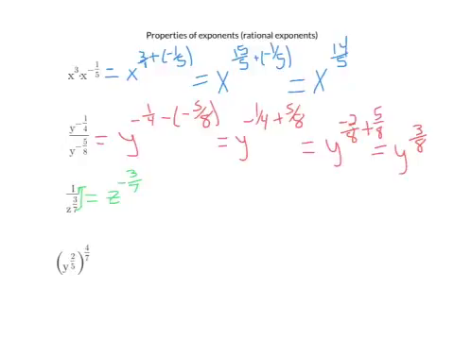In our last example, we have a power to a power, so we know that we're going to multiply these together. So we have y to the 2/5, and then we're going to actually multiply those exponents together, so 4/7. And 2 times 4 is 8, and 5 times 7 is 35. So y to the 8/35.